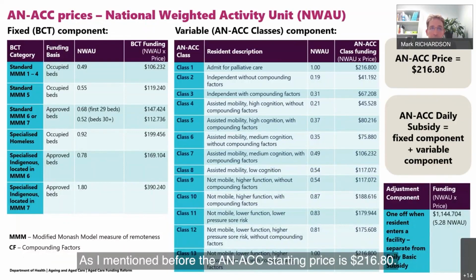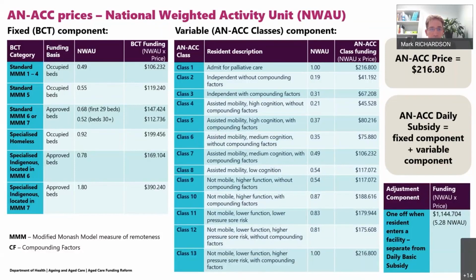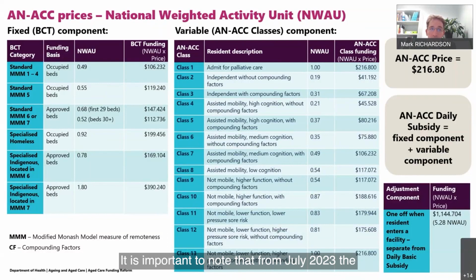As I mentioned before, the AN-ACC starting price is $216.80. Funding under the AN-ACC is determined by multiplying the National Weighted Activity Units, or NWAUs, by the AN-ACC price for base care tariffs and AN-ACC classes. The tables in this slide show the funding outcomes of this. It is important to note that from July 2023, the AN-ACC price will be indexed based on advice from the Independent Health and Aged Care Pricing Authority. The Independent Health and Aged Care Pricing Authority may also refine the NWAU values, base care tariffs, and AN-ACC classifications over time.